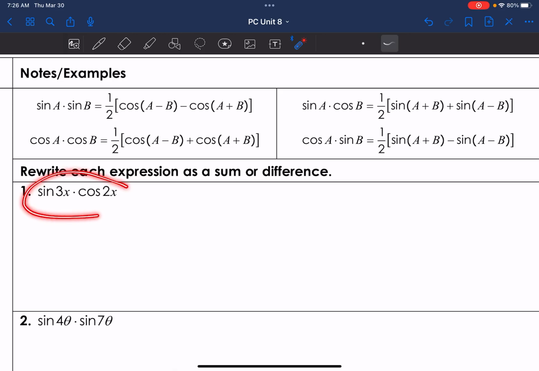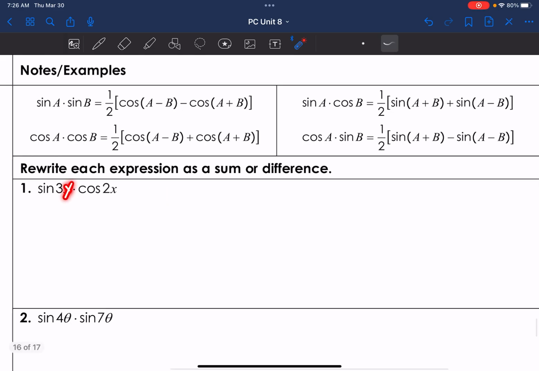So this first one, we've been using theta to represent our angle. On this worksheet, they're using different variables. They're using x's, but same thing. We have sine of 3x times cosine of 2x. So you have to look for that pattern. Sine times cosine. So if I look up here, it is this one right here, sine times cosine.